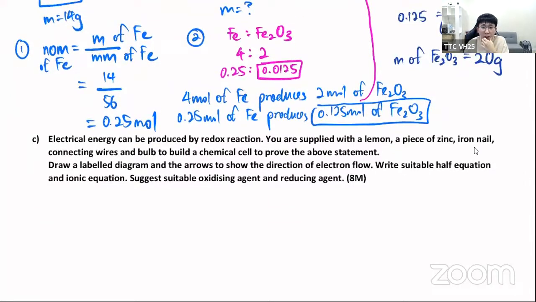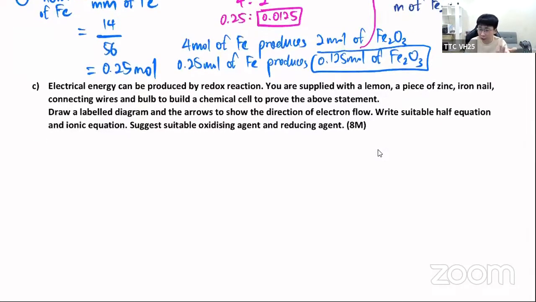Okay, then electrical energy can be produced by a redox reaction. You are supplied with a lemon, a piece of zinc, an iron nail, connecting wires, and a bulb to build a chemical cell to prove the above statement. Draw a labeled diagram. So guys, first you have a lemon. Obviously, lemon juice is your electrolyte, no? Your salt bridge again. Then you have zinc and an iron nail, your two different electrodes, and connecting wires to a bulb. So I think you can basically picture your diagram already.